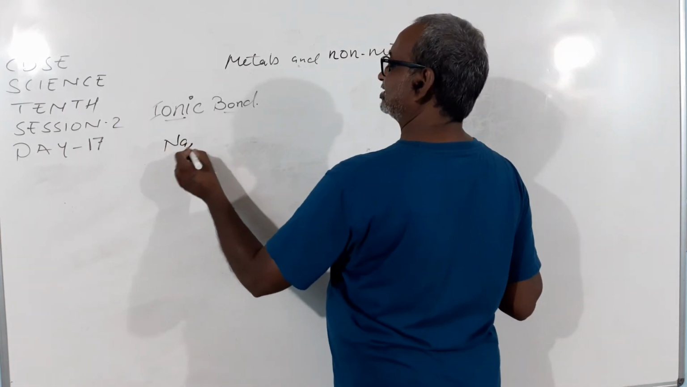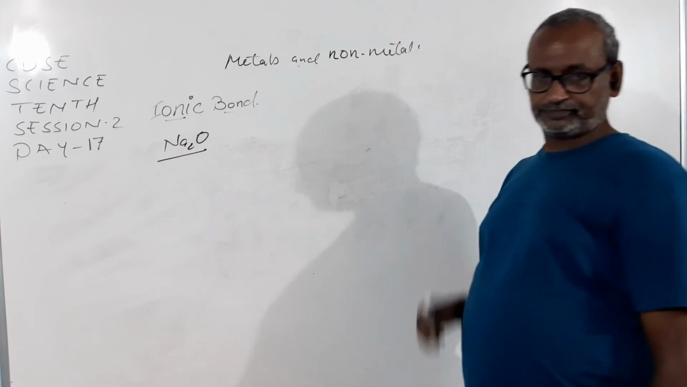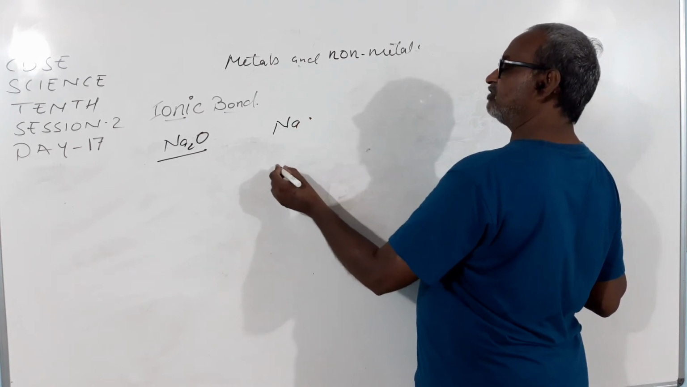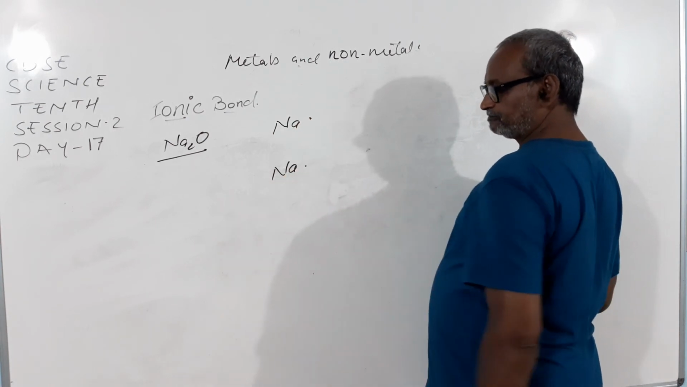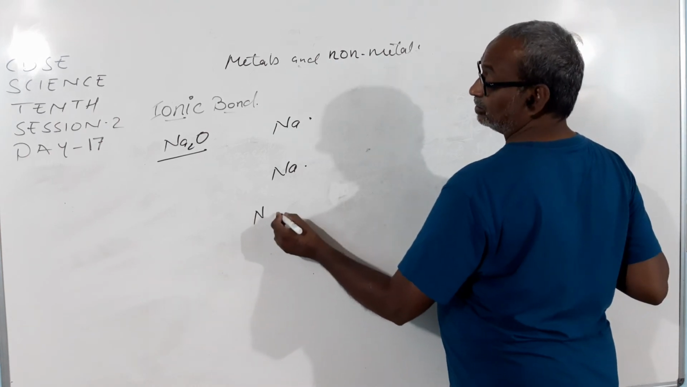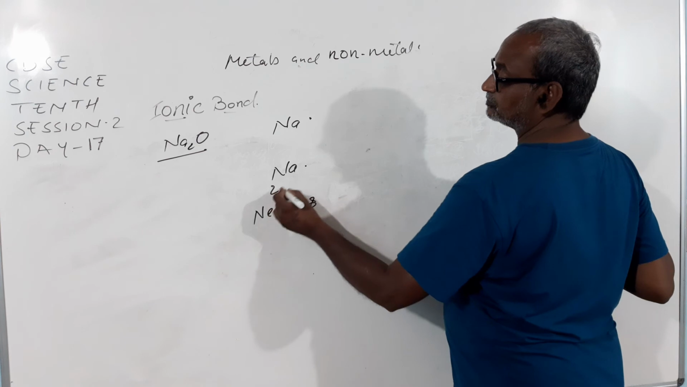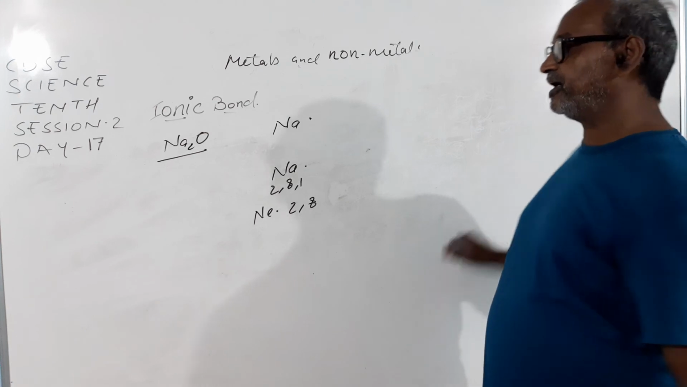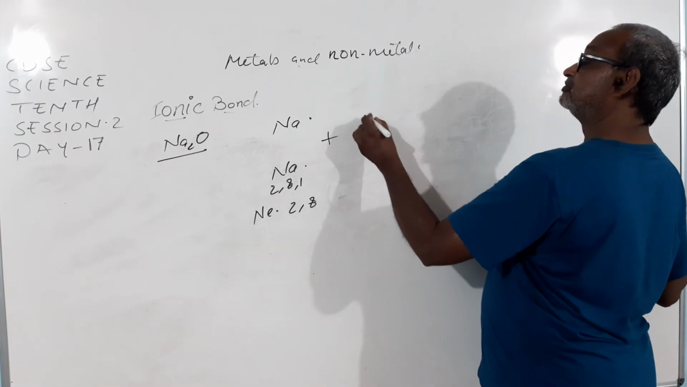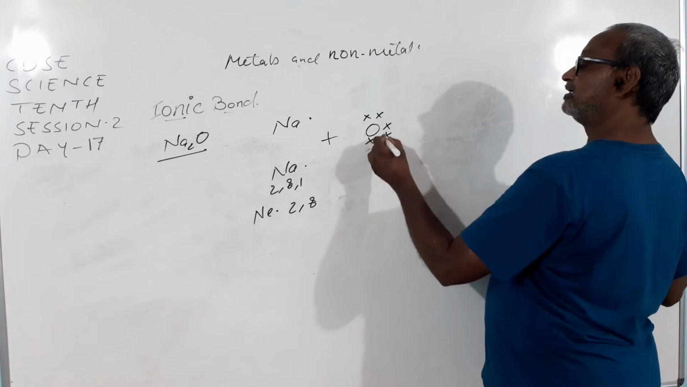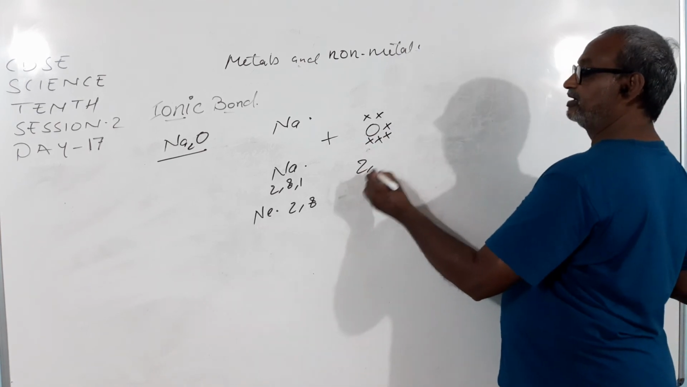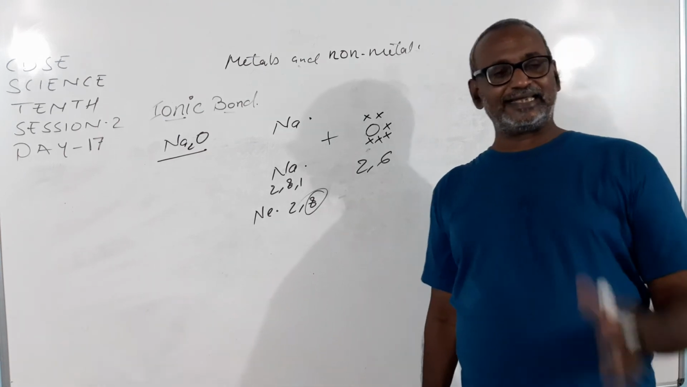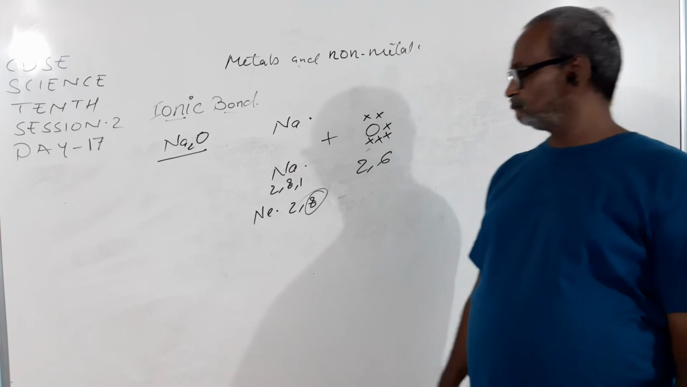Formation of sodium oxide, Na2O. Electronic configuration of sodium is 2,8,1. It has 1 electron in its outermost orbit. Nearest noble gas is neon, 2,8. Electronic configuration of oxygen is 2,6. It has 6 electrons in its outermost orbit, and it requires 2 electrons to complete its octet and to attain the stable configuration of neon.